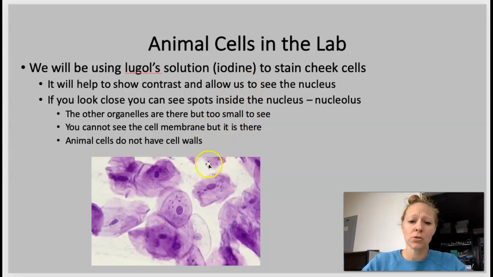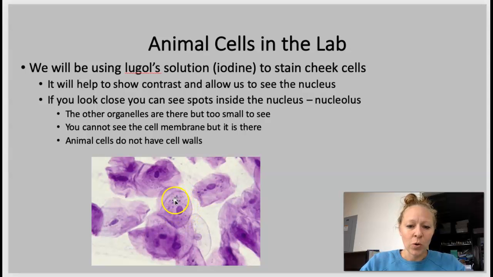We're going to use it to stain animal cells, and it's going to show contrast. So here you can see that the nucleus kind of pops out. You can see it only because we stained it. If we did not stain these cheek cells, then we wouldn't be able to see the nucleus. If you look closely inside the nucleus, you might see a few dots. Those are called the nucleoli. That's another organelle.